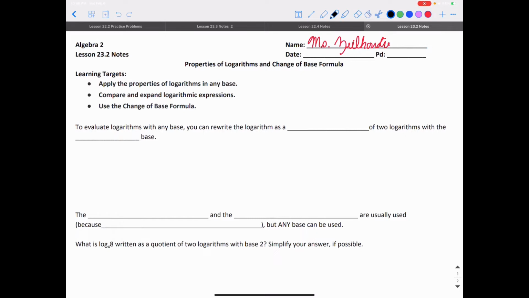So, to evaluate logarithms with any base, you can rewrite the logarithm as a quotient of two logarithms with the same base. And the formula for this is, if I have log base b of a, I would rewrite it as a quotient: log base c of a, where c is whatever base I want, usually 10 or e, divided by log base c of b. It has to be the same base in the top and the bottom.